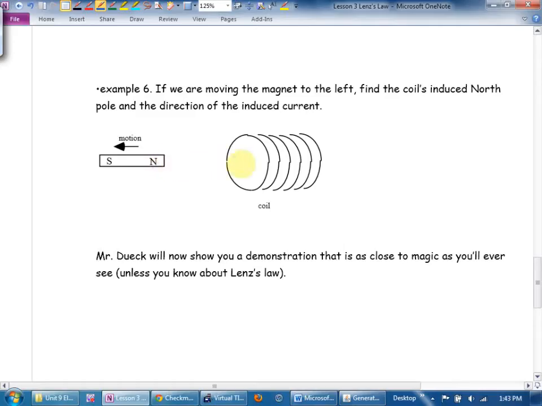South pole right there, north pole right there. Now that you know that, what direction would the current in the coil be? This, yes? Curling over the top downwards, not over the top upwards.